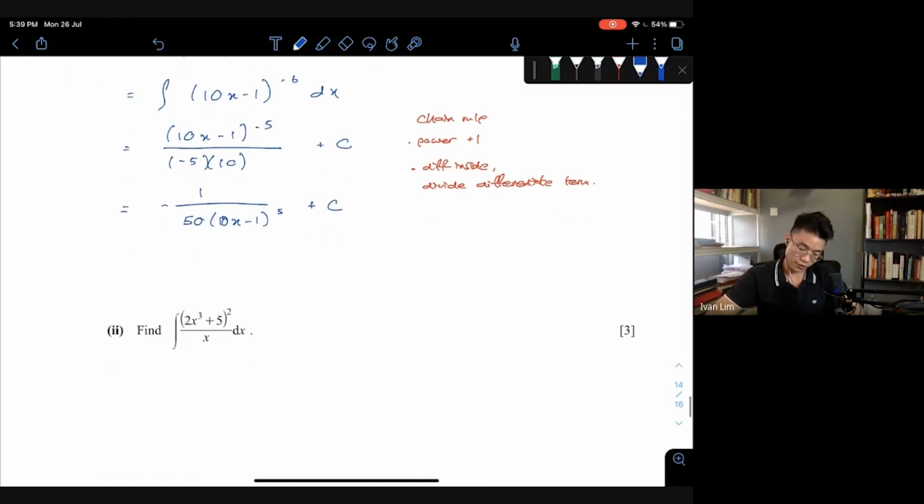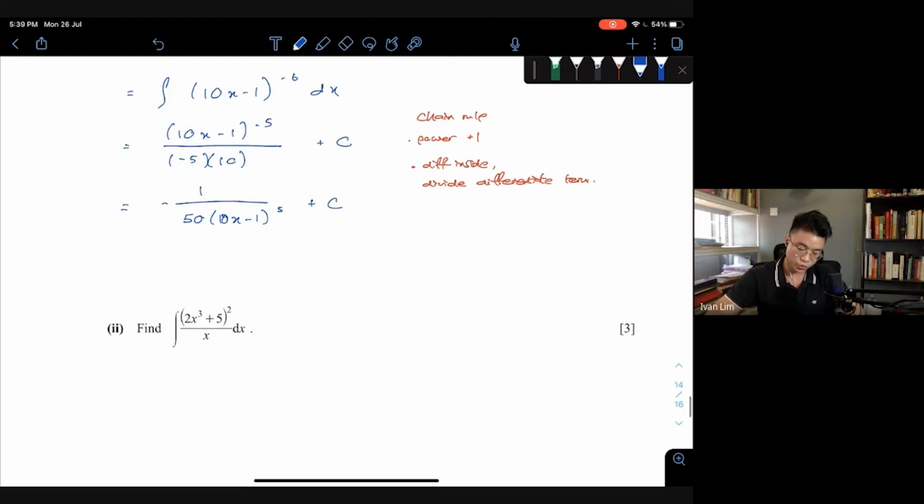Okay, let's look at this one. Find the integral of 2x cubed plus 5, squared, over x dx.